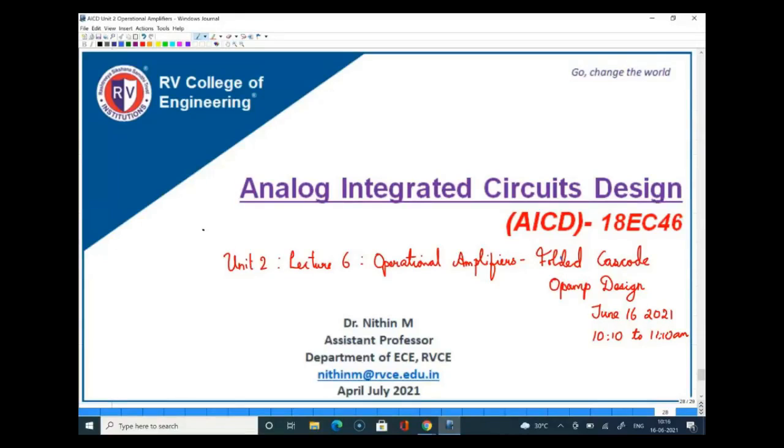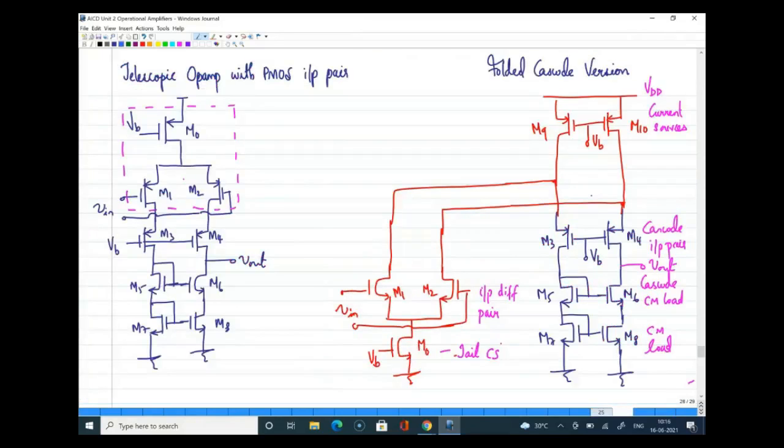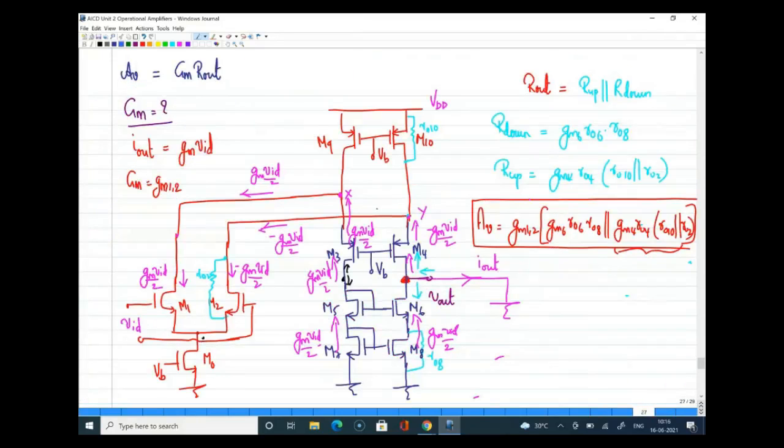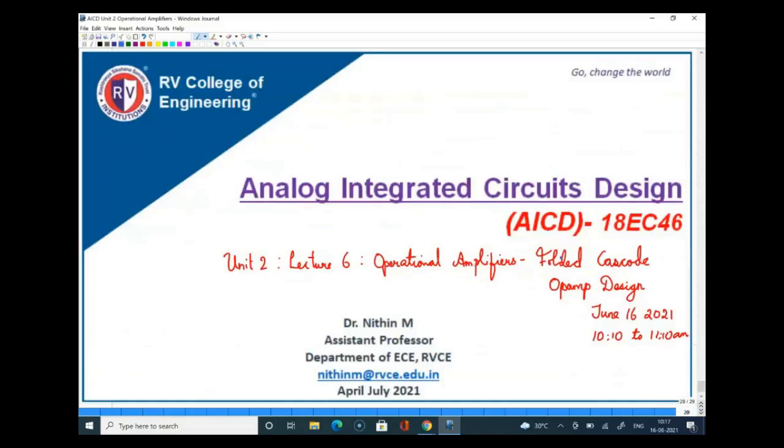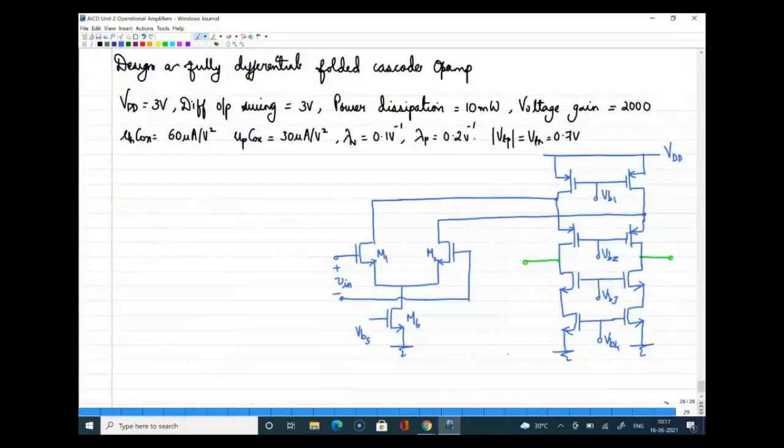Welcome to Analog Integrated Circuits Design class, and this is lecture number 6 on unit 2. In this lecture we will cover the design of folded cascode op-amp. We discussed the architecture and the voltage gain expression the other day. Today we'll continue and take a design example with these specifications.